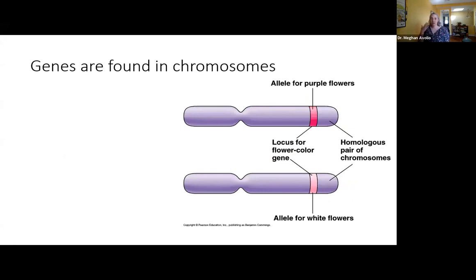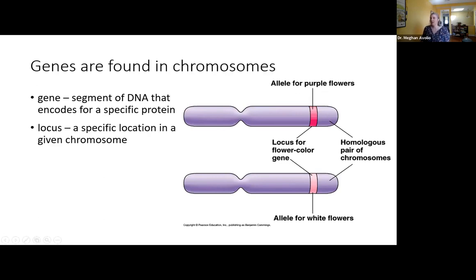So genes themselves are found in chromosomes. And so here is a diagram of a chromosome. A gene is just a single segment of DNA that encodes for a specific protein. In this example, we're encoding a protein for the color of a flower.